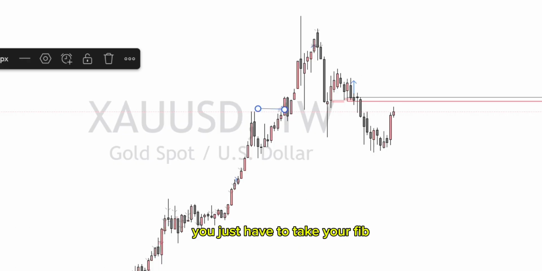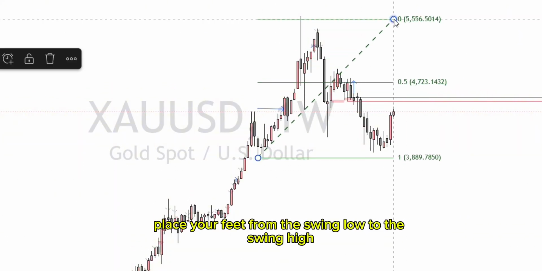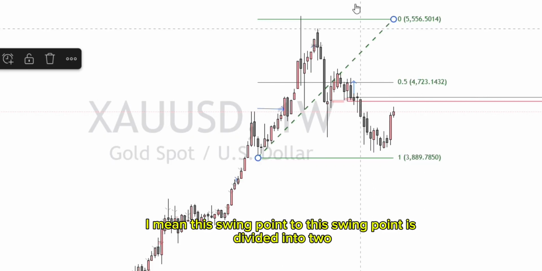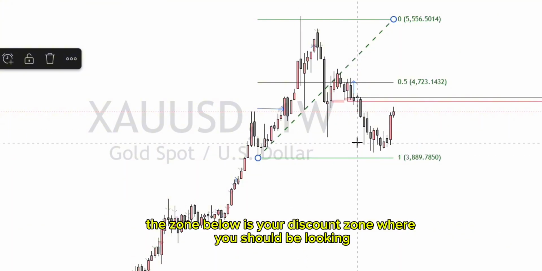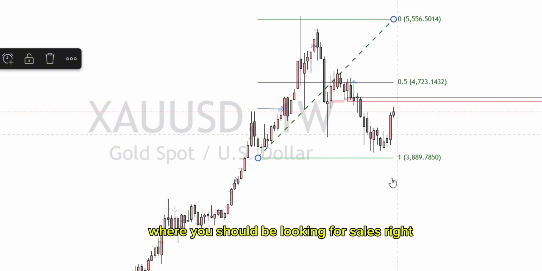You just have to take your fib, place your fib from the swing low to the swing high, and automatically your chart is divided. This swing point to this swing point is divided into two. The zone below is your discount zone where you should be looking for buys, while the zone above is your premium zone where you should be looking for sells, right?